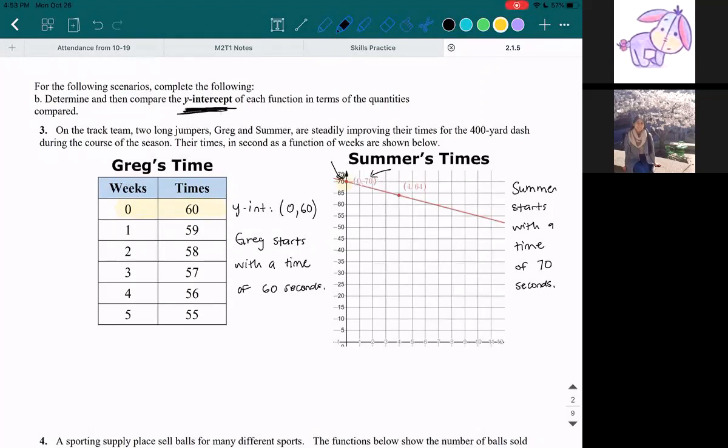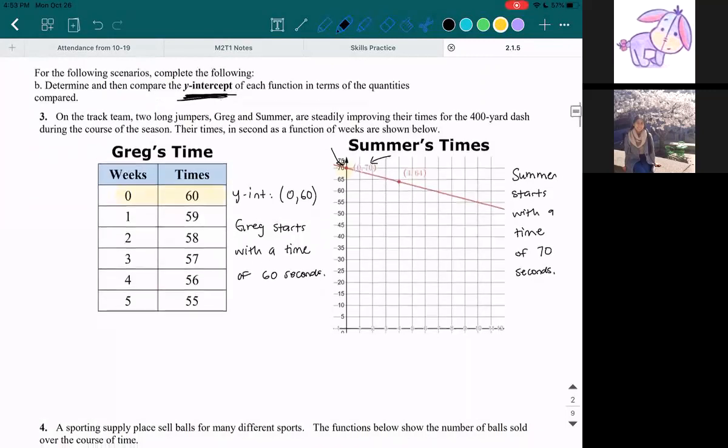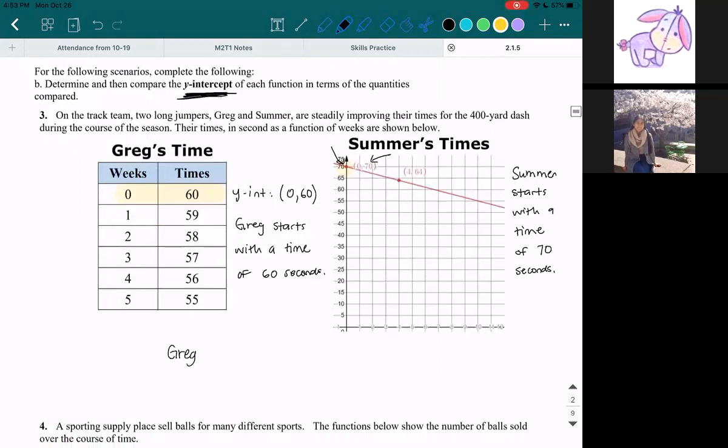So then when we are comparing the y-intercept of each of these, we can say that Greg started with a better time than Summer did. Because in track, you want a smaller time. You want a time that's less. And Greg started with 60 seconds, whereas Summer started with 70 seconds. So Greg has a better time in the beginning than Summer did. All right? So we want to make the comparison between these two in terms of what the situation is even talking about.